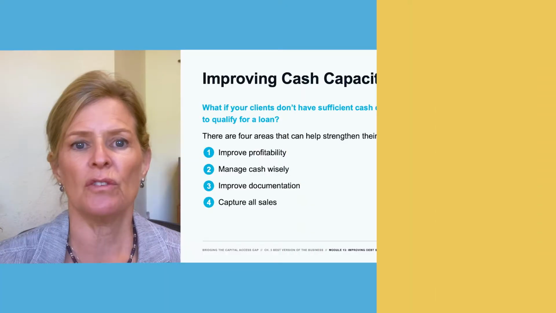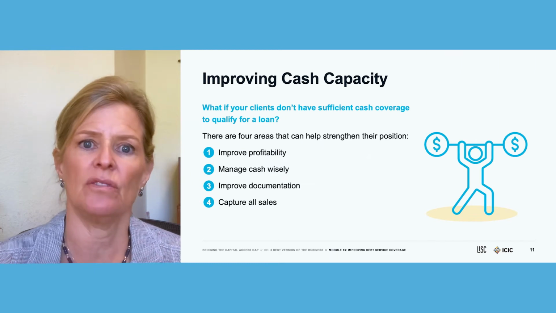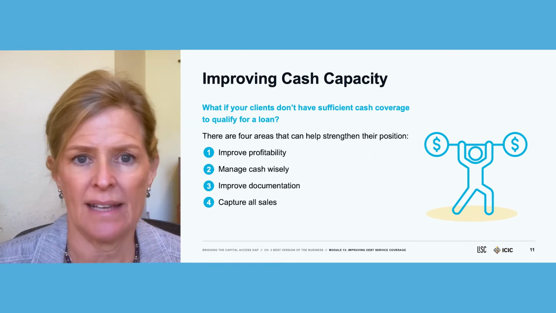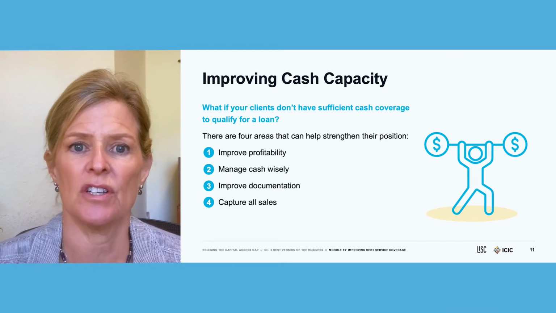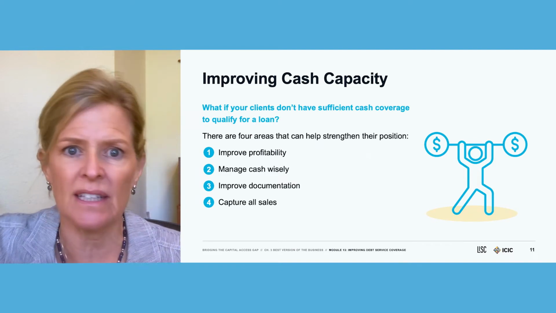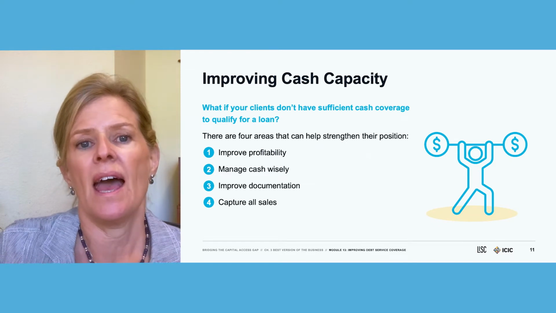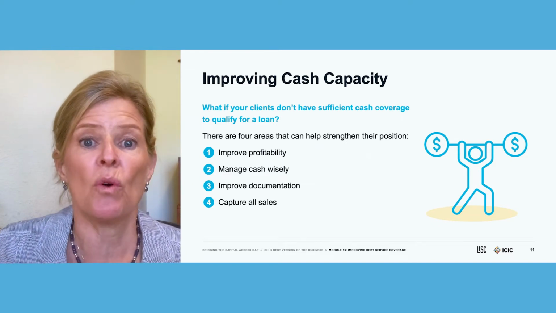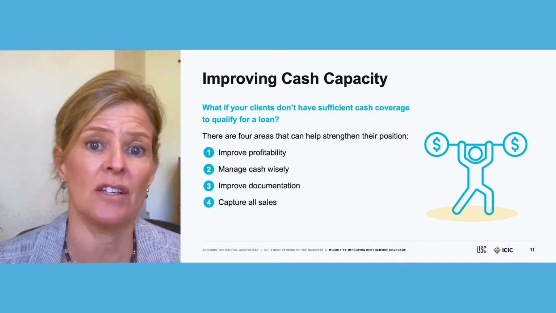So you've looked at your client's documentation, you've done a little initial analysis on debt service coverage, and you see that there isn't sufficient coverage, and then you start to get a sense of what the issues are. And once you've identified some issues, of course, we'd like to help our clients address them.